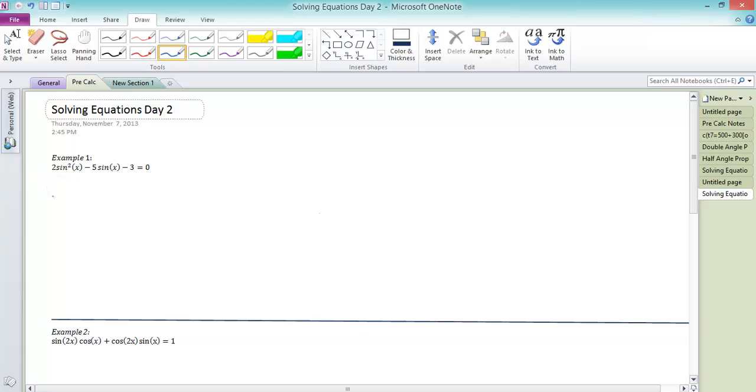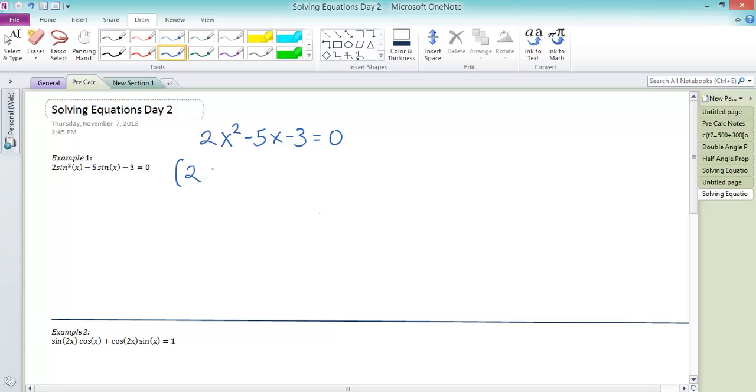Example 1 is 2 sine squared of x minus 5 sine of x minus 3 is equal to 0. Now, there aren't many equations on our formula chart that are going to let us deal with this type of form. But if I realize that it kind of looks like 2x squared minus 5x minus 3 is equal to 0, well, then this reminds me of back in my algebra days, where we needed to factor this in order to solve it. So that's what we're going to do. We're going to factor it.